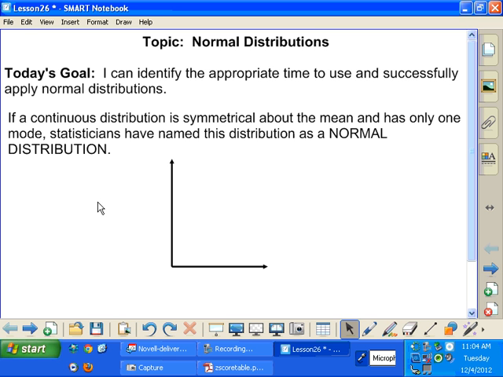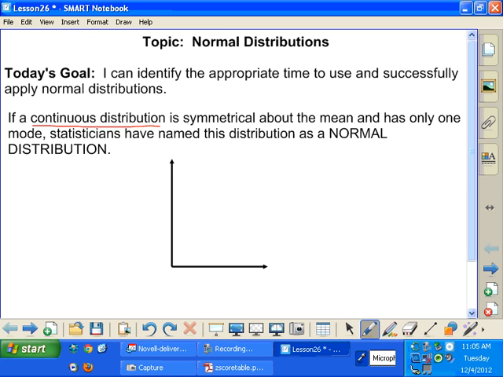So this is key throughout the whole course, this unit: to identify what type of distribution do I have. Is it binomial? Is it geometric? Is it discrete? Is it continuous? And then can I apply the appropriate strategies or things that we've discussed in class and you've practiced with the homework. So if a continuous distribution, this is what we've been talking about in the last lesson, is symmetrical.